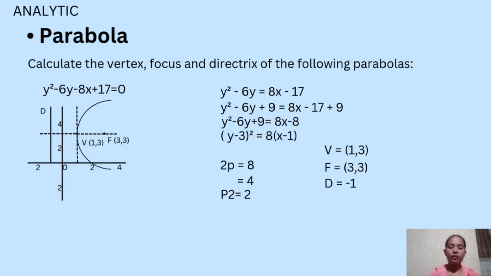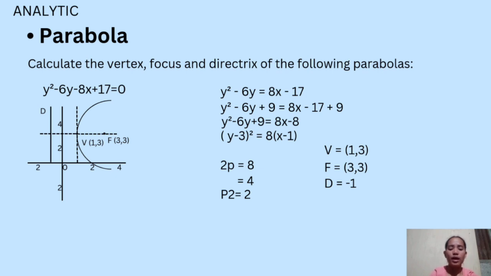Calculate the vertex, focus, and directrix of the following parabola, and we have the equation y squared minus 6y minus 8x plus 17 equals 0. First, we combine the terms on both sides, so we have y squared minus 6y equals 8x minus 17. But we need to complete the perfect square. y squared minus 6y plus 9 is equal to 8x minus 17 plus 9.